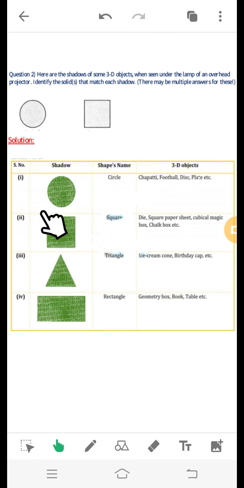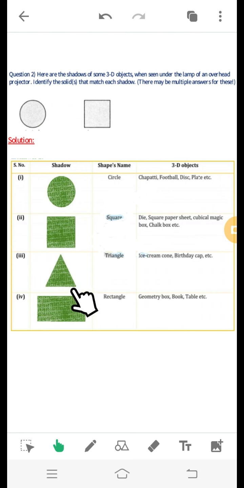Suppose this shadow we can identify as a circle, or 3D objects in the circle form: chapati, football, disc. Similarly it's a square. Also it is the form of a die, square, paper sheet, cubicle, magic box, chalk box. The third one is not shown in the question, it's remaining, you can check from here.